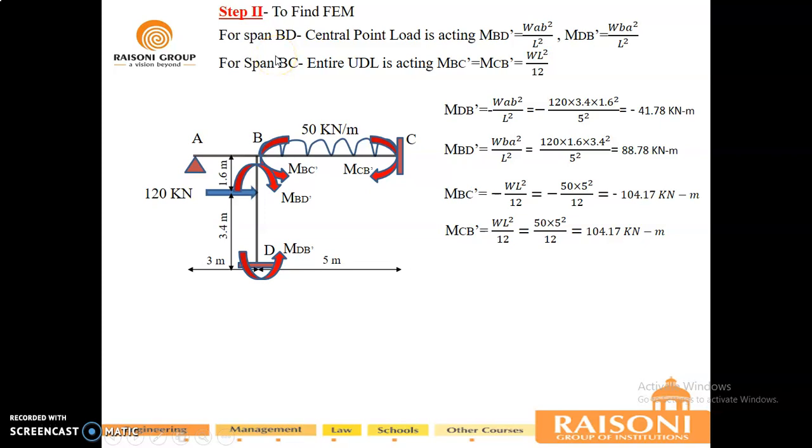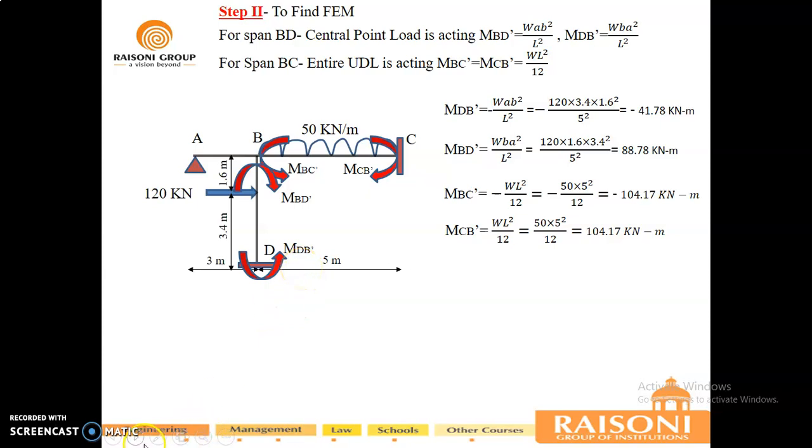Now moving towards step number 2, which is to find the fixed end moments in the structure due to the external loading. For AB there will not be any fixed end moment since there is no external load. For span BD, since there is a point load acting at a point other than the center, please make changes here. On span BD I have written central point load, but it is not a central point load, it is acting at 3.4 meter from point D. So for that we are having left side.